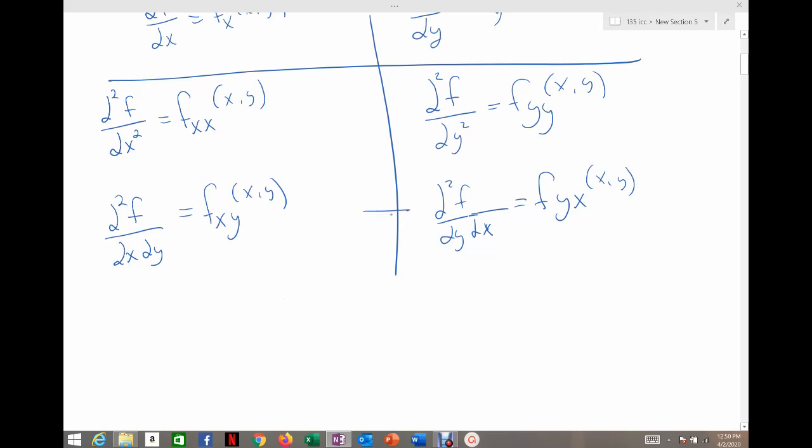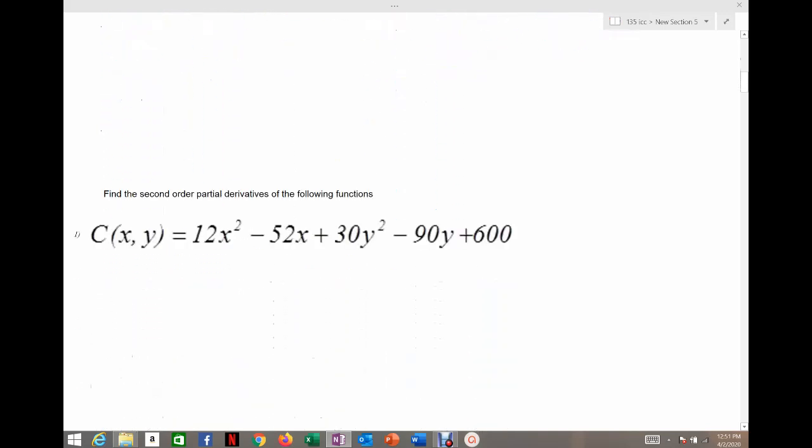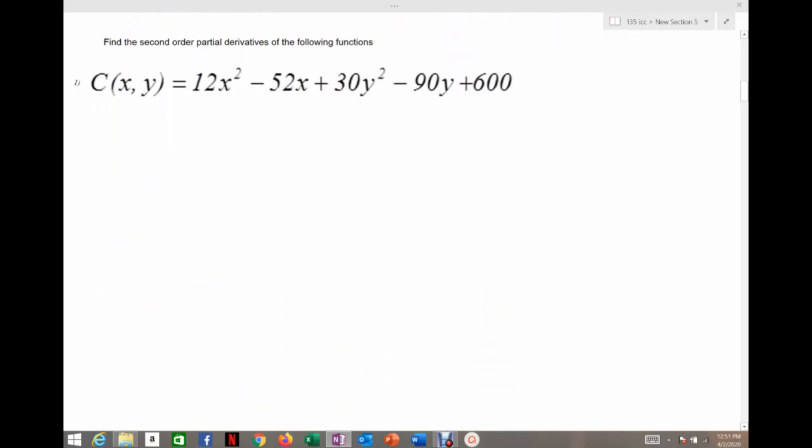As it turns out, for our functions, the mixed derivatives here are always going to end up being the same. Now we get there in a different order, but the mixed derivative means where I take x then y or y then x. They're actually always going to be equivalent when I simplify them, and we'll see that when we go through some examples. All right, so I'm going to do a few examples. Find the second order derivatives of the following functions.